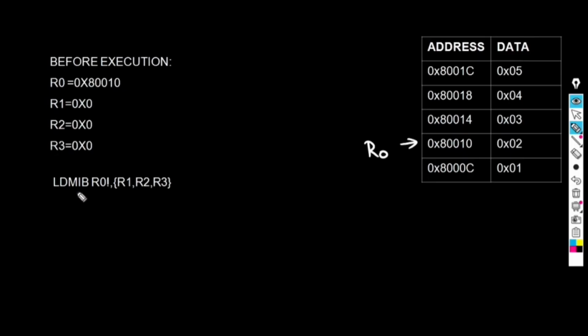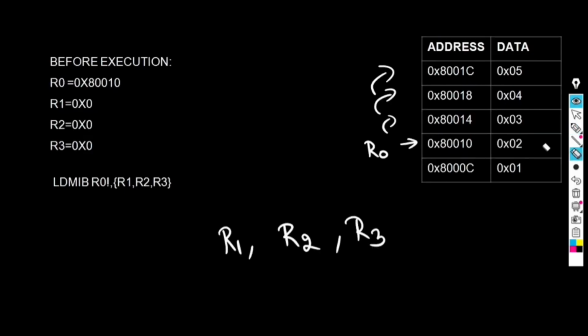Now because it is increment before, we already know the next data should be loaded from the addresses above the current memory address, and R0 should be updated because we have used the exclamation mark, and the registers which should get the values are R1, R2 and R3. Instead of loading the data from the location pointed to by R0, first increment the address. So it will be pointing at location 0x80014.